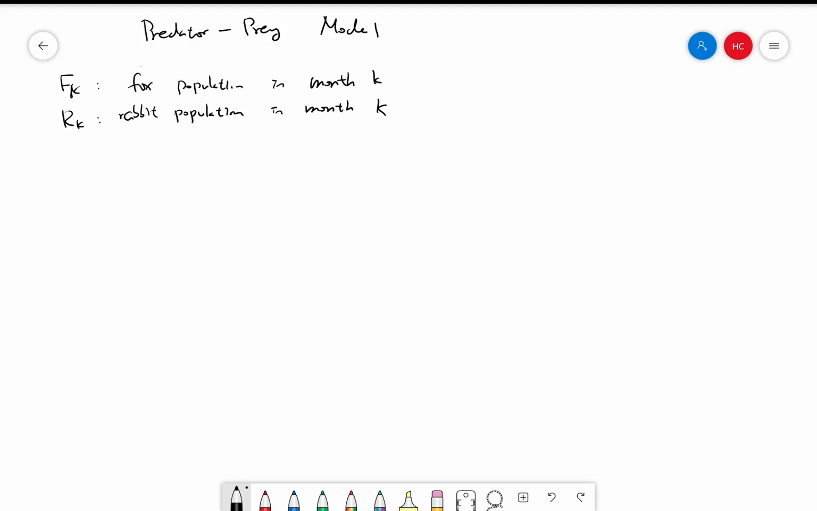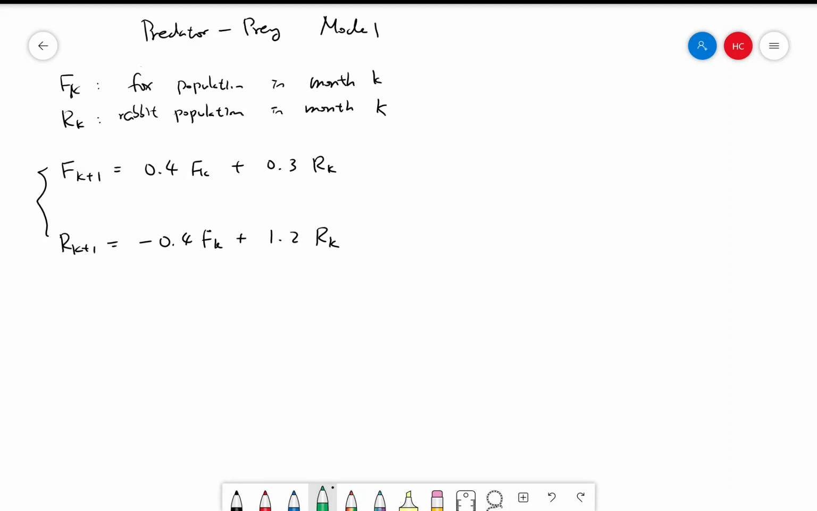Alright, so we have a slightly different relation compared to the previous one we saw. In this one we have F_{k+1}, a month later, the fox population, equal to 0.4 F_k plus 0.3 R_k. And R_{k+1} is negative 0.4 F_k plus 1.2 R_k. So let's interpret this a little differently.